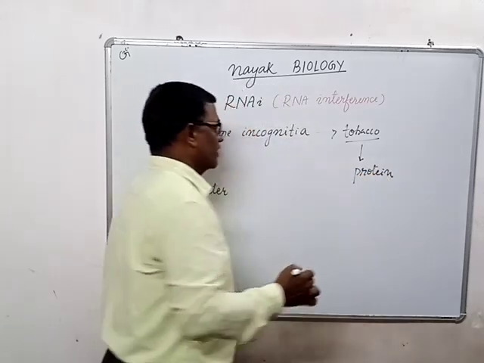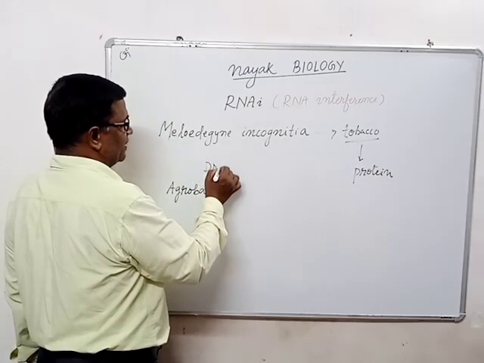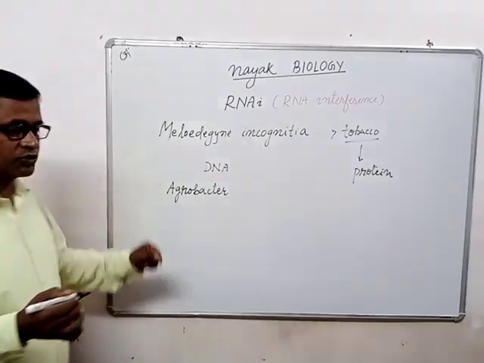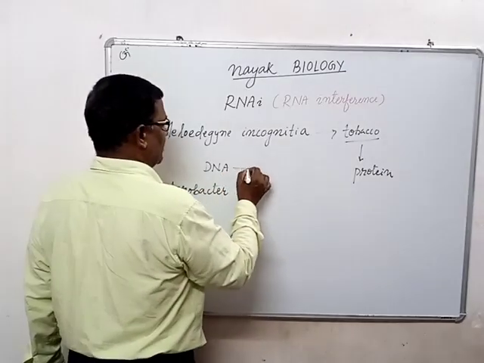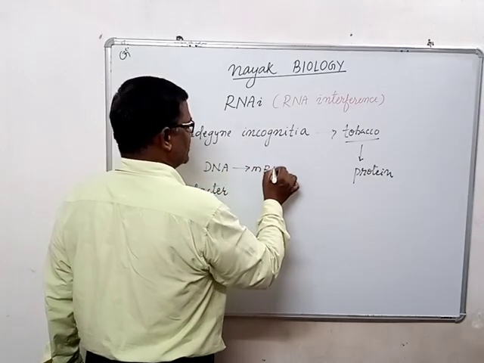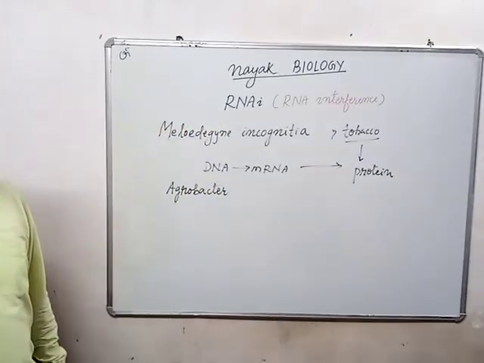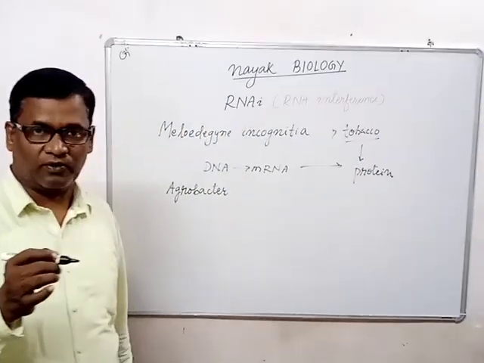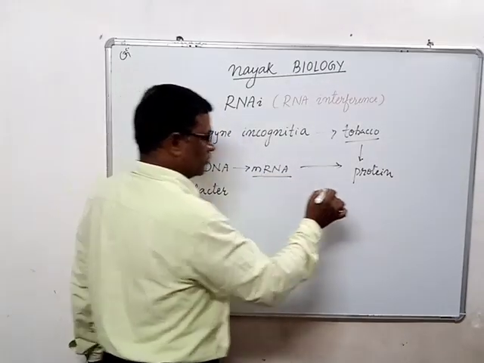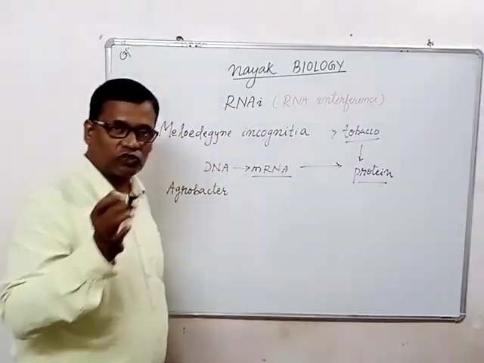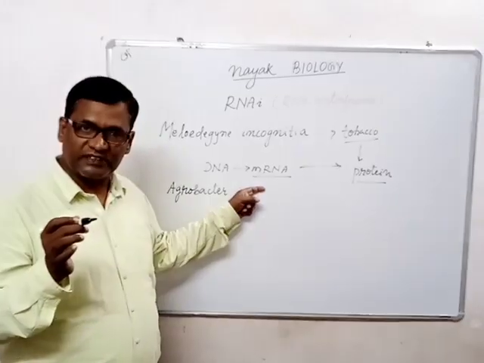How does this organism produce the protein? It has DNA, the DNA of Meloidogyne incognita, and it forms the mRNA, which is translated into the protein. This protein is toxic to the plant and reduces the production of the tobacco plant. Then how will we stop this mRNA? We want to stop the protein synthesis, because it is toxic for the tobacco plant. Then how will we stop this mRNA?